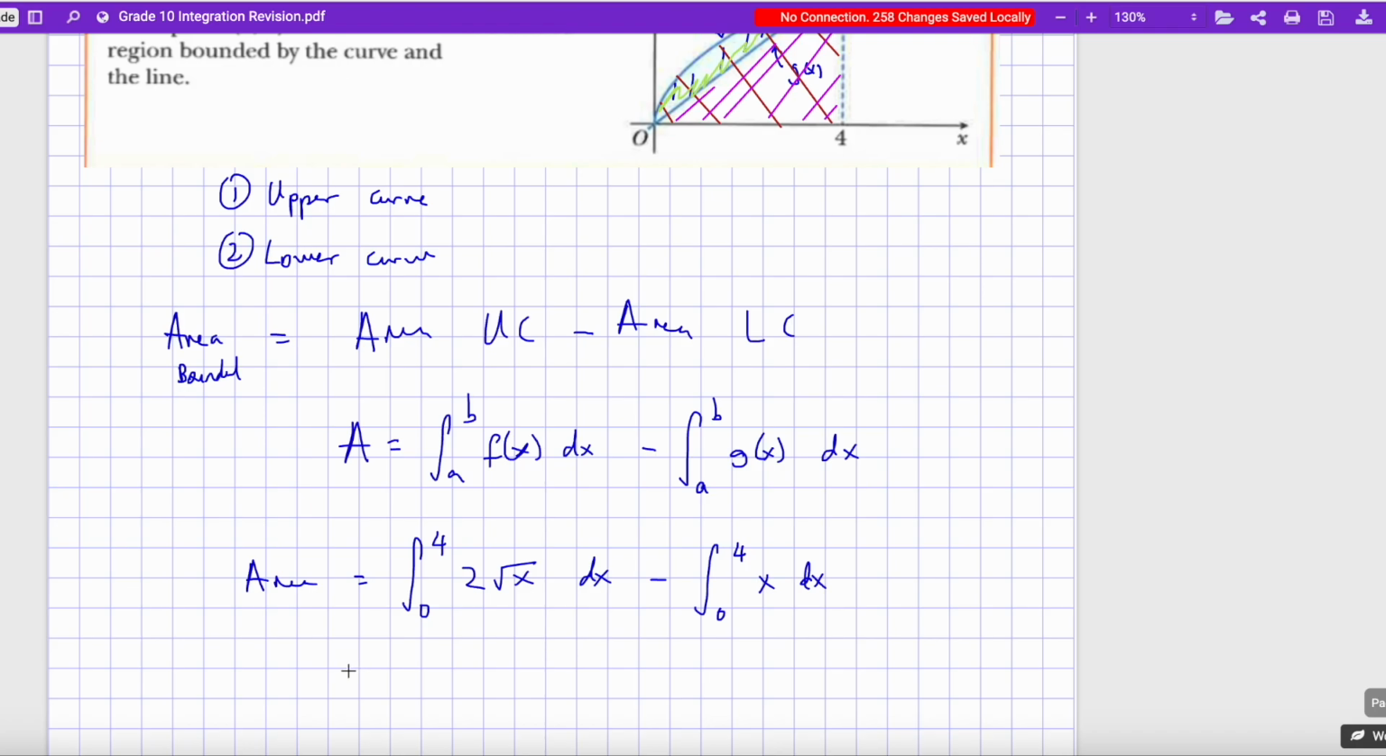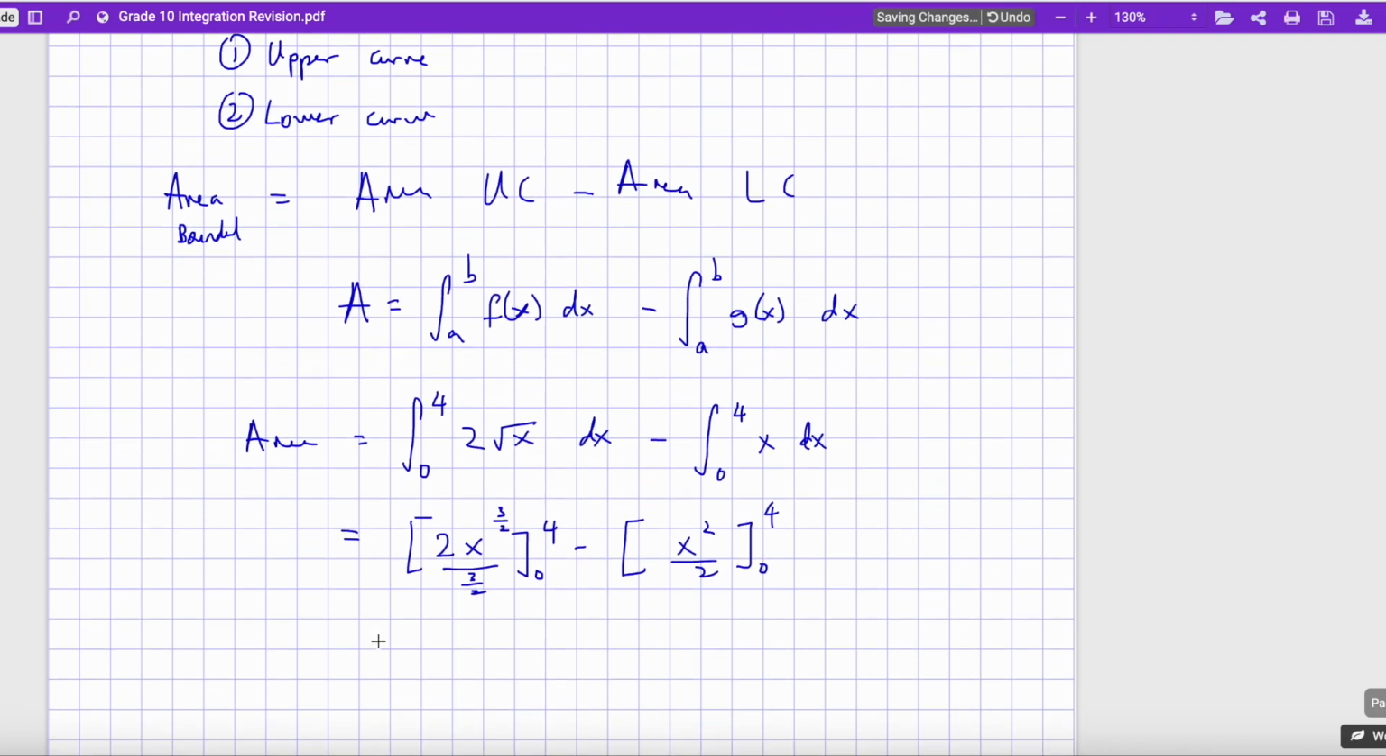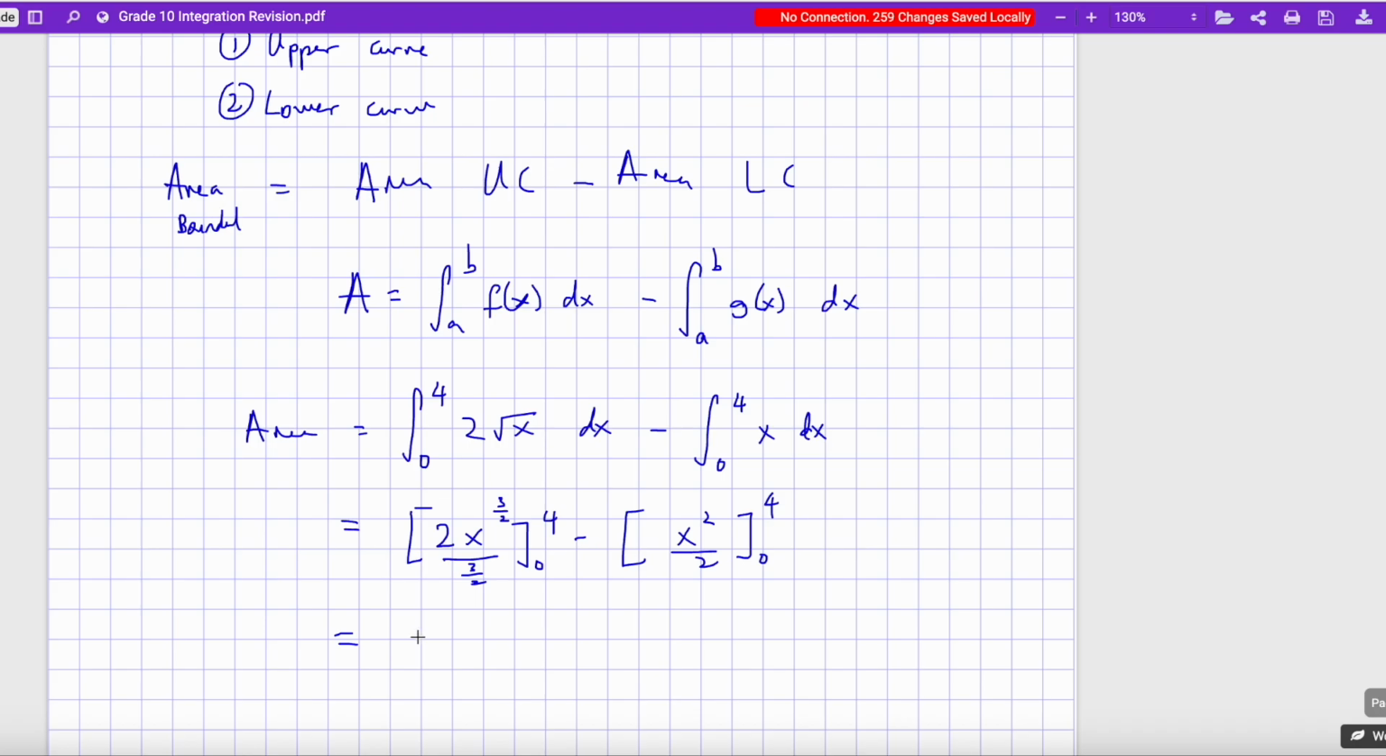Let's work that out. This should get me 2x to the power 3 over 2, over 3 over 2, from 0 to 4, minus x squared over 2 from 0 to 4. Let's substitute all our values in. We sub 4 in: this should be 4 over 3 times 4 to the power 3 over 2. We sub 0 in, and everything becomes 0, so we can eliminate that. Minus, we sub 4 in: this would be 16 over 2, and sub 0 in will be just 0, so gone.